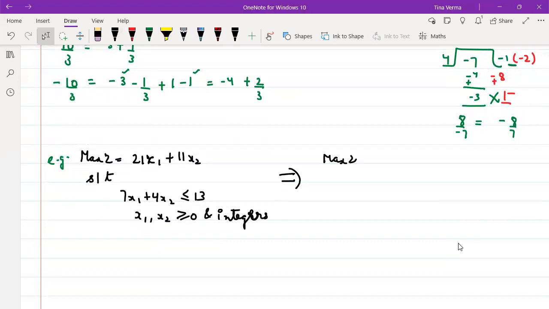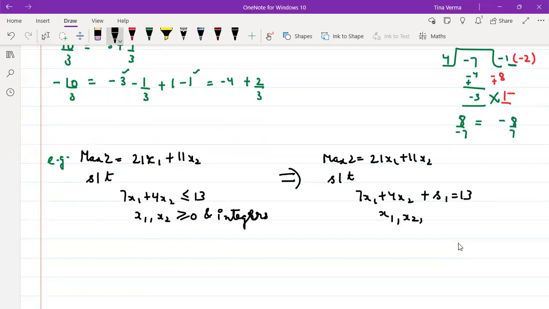When you solve your LPP, what do you do first? You convert the problem into standard form. Once you have converted to standard form, it can also happen that S1 need not be an integer, that will be a mixed integer problem. But in our syllabus we will do only the part where even S1 should be greater than or equal to zero and it should be an integer, right?